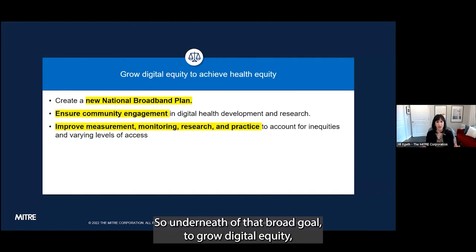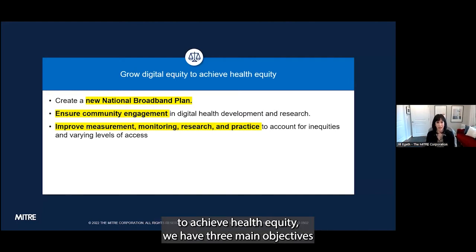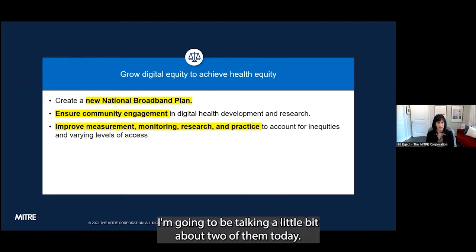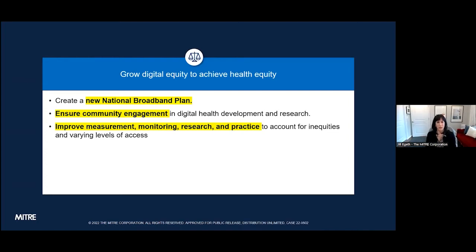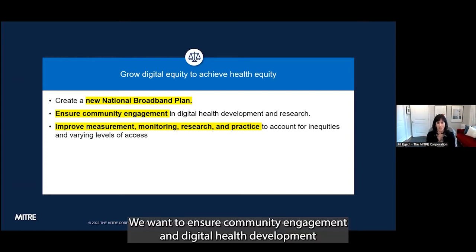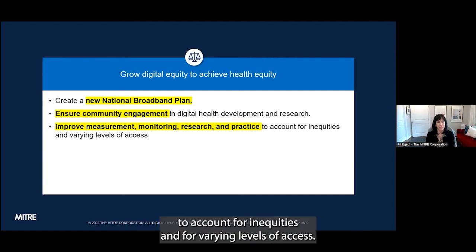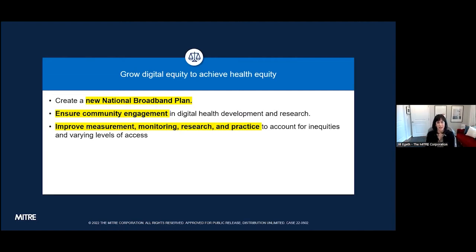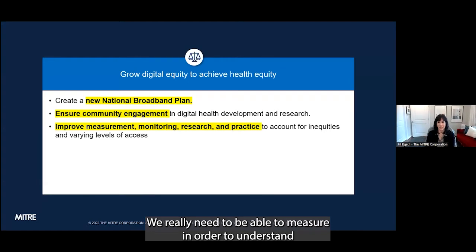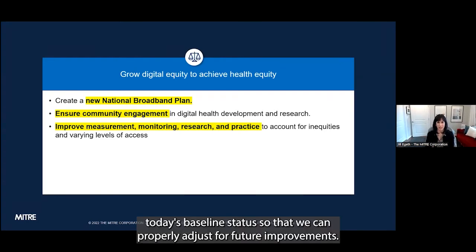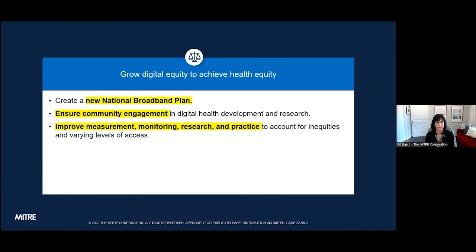So underneath of that broad goal to grow digital equity to achieve health equity, we have three main objectives. I'm going to be talking a little bit about two of them today. So the first objective is to create a new national broadband plan. We want to ensure community engagement in digital health development and research, and improve our measurement, monitoring, research, and practice to account for inequities and for varying levels of access. We really need to be able to measure in order to understand today's baseline status so that we can properly adjust for future improvements. Next slide.